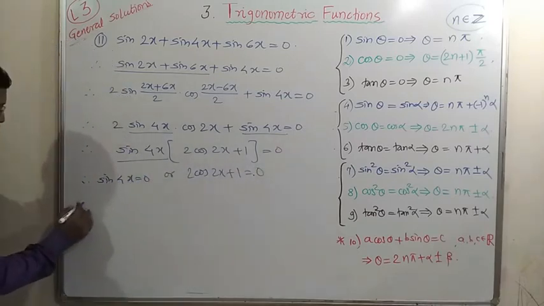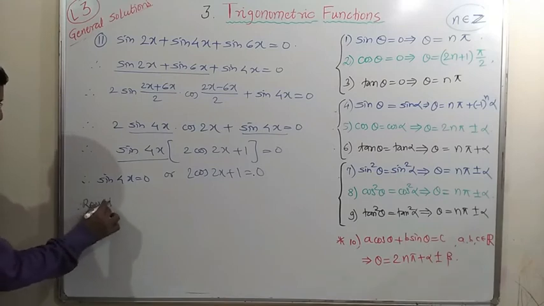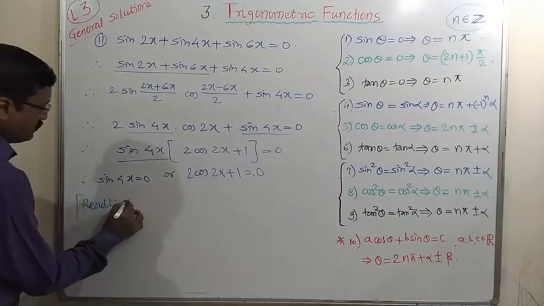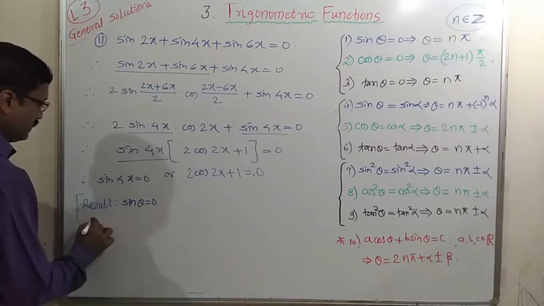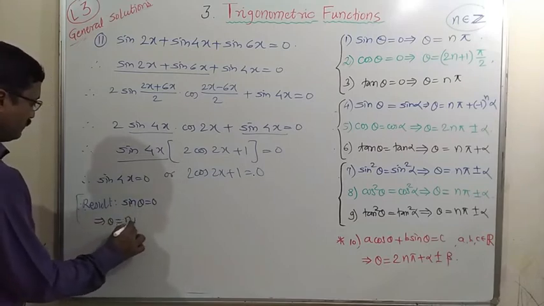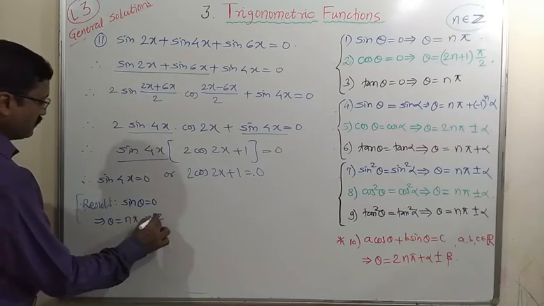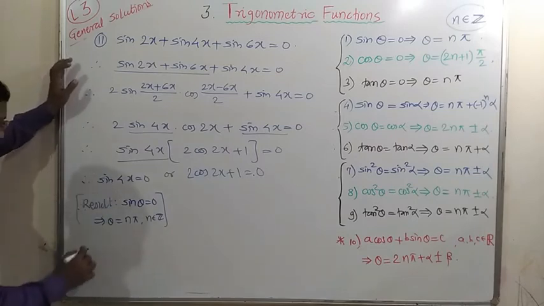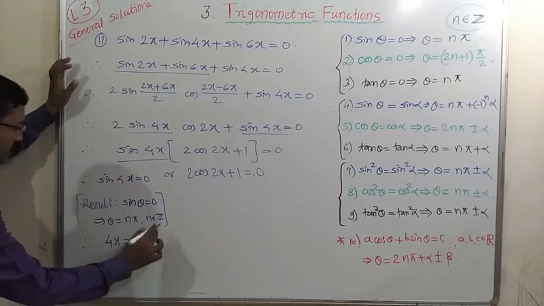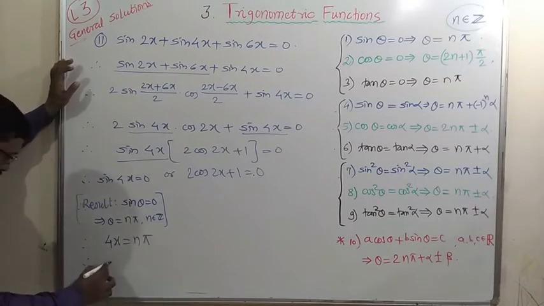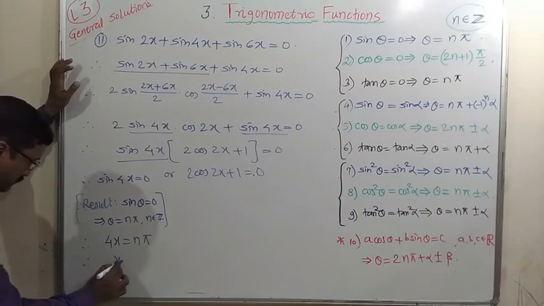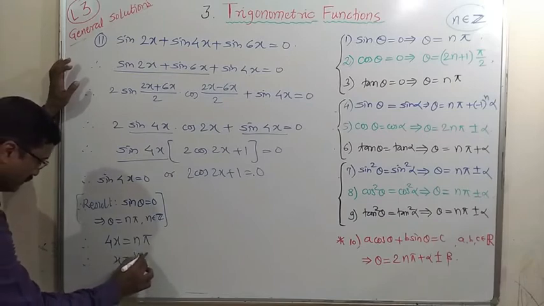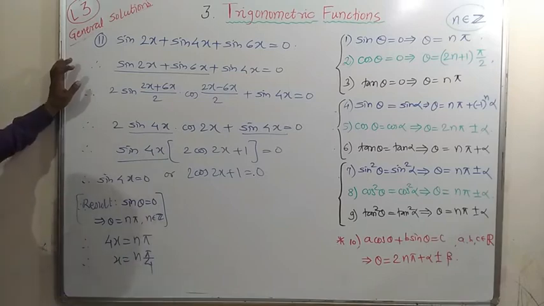Okay, result also here. First, sin theta equal to 0 implies theta is equal to n pi, where n belongs to integer. This is the result for this trigonometric function. So for this, we get 4x equal to n pi. Therefore, x equal to n pi by 4, or n by 4 into pi.